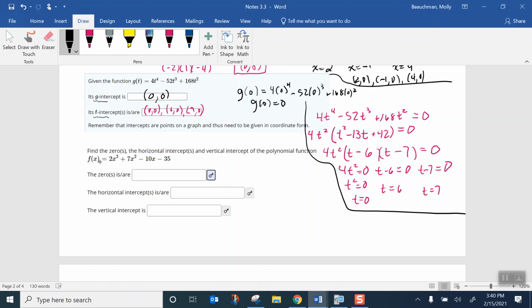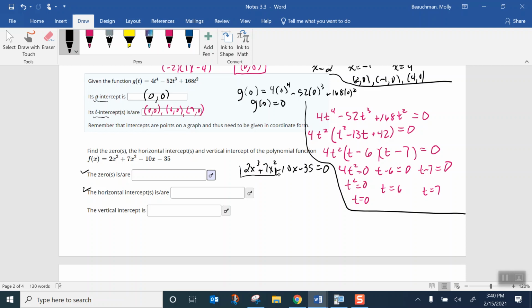And I picked this one because you may or may not have factored using this particular method. So to find the zeros and horizontal intercepts, we're going to first of all take the expression and set it equal to 0. So we get 2x to the third plus 7x squared minus 10x minus 35 is equal to 0. This is not a quadratic and there is no greatest common factor, so look for a method called grouping.